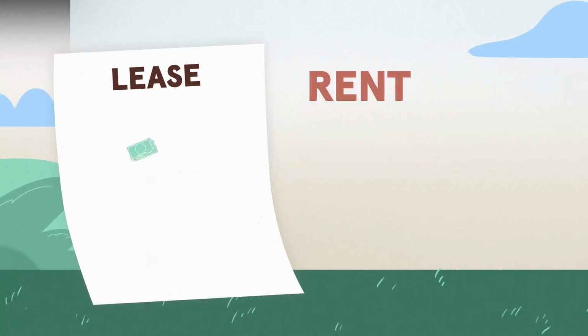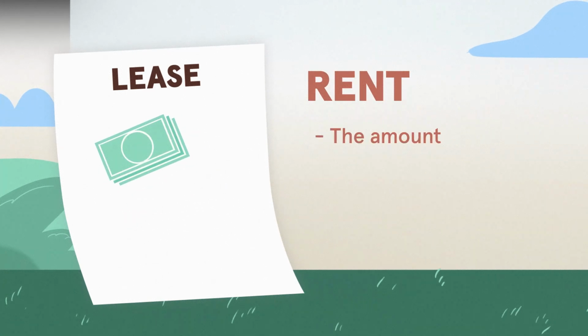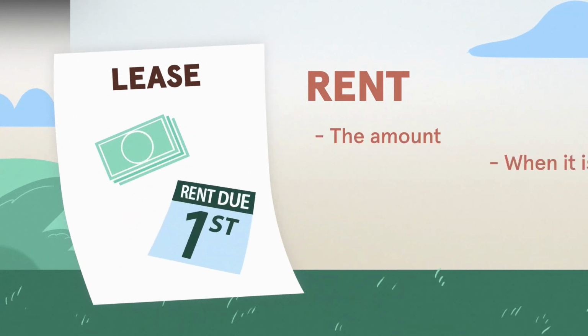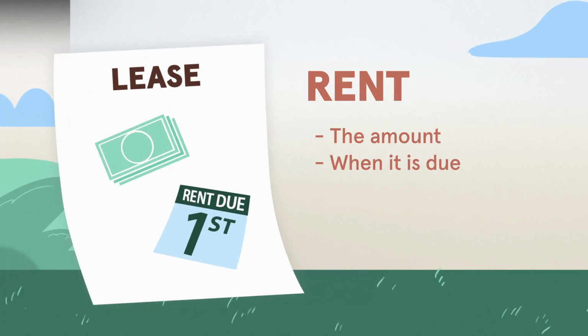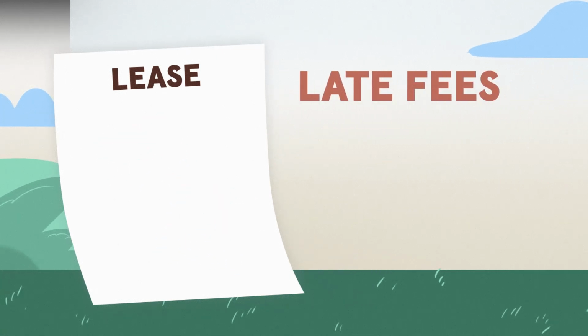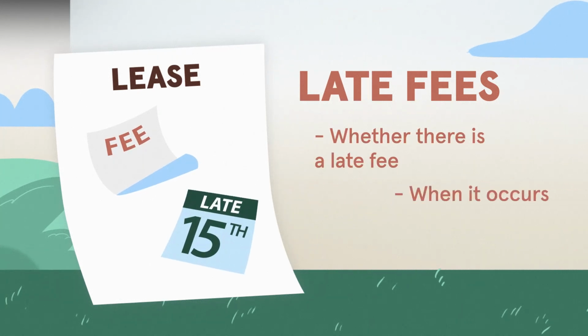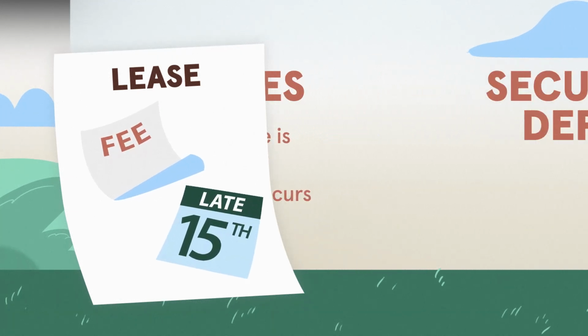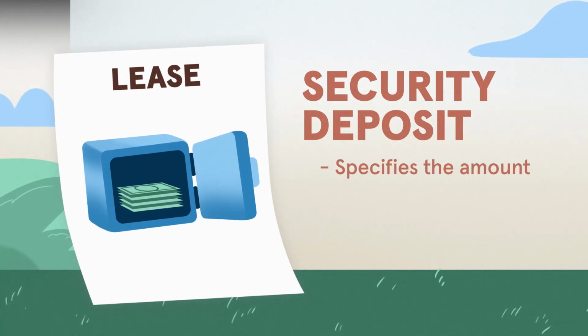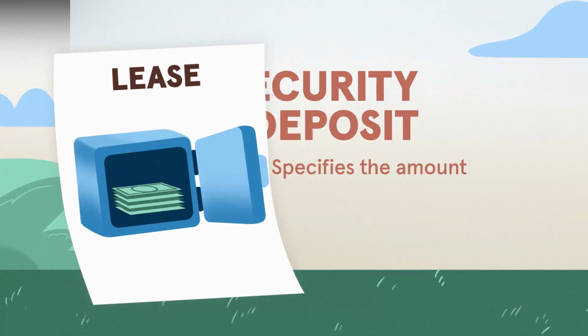Rent amount. The amount of the monthly rent. This provision may also tell you when the rent is due, for example, on the 1st or 5th of the month. Late fees. The lease will also tell you if there is a late fee and when rent becomes late. Security deposits. Most leases will require a security deposit from the tenant. The lease should specify the amount of the deposit.